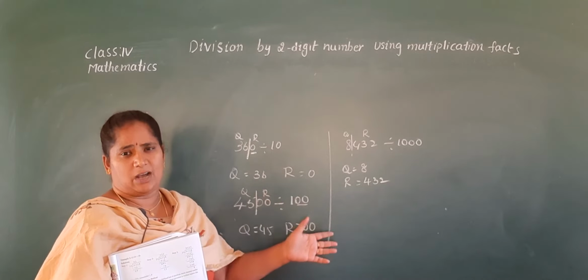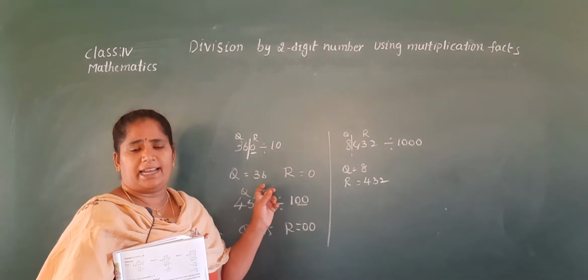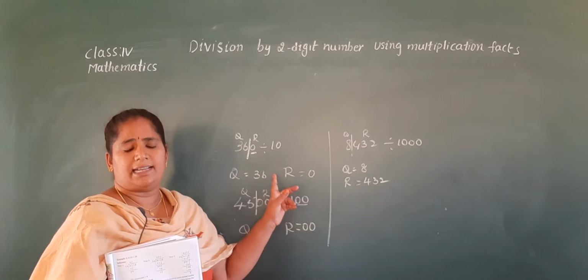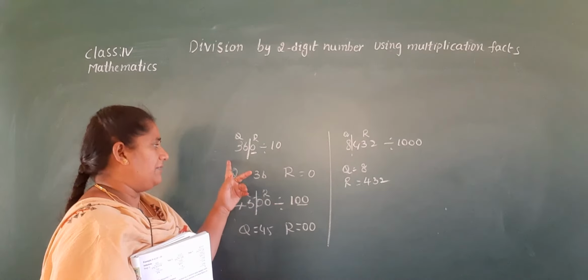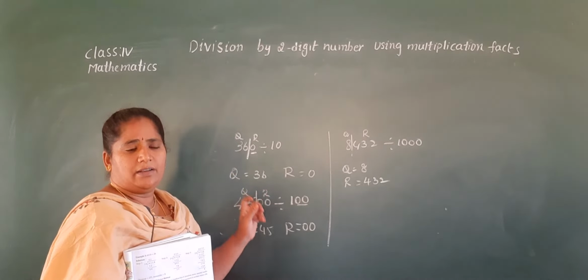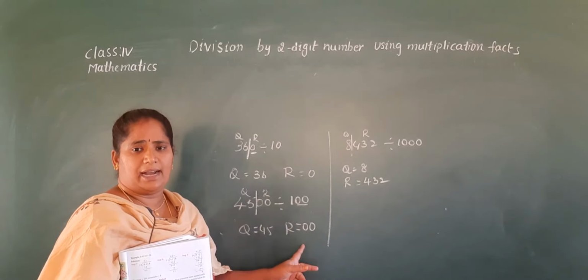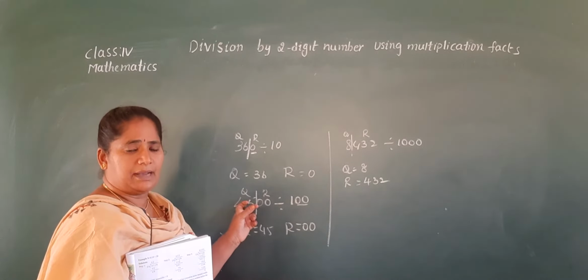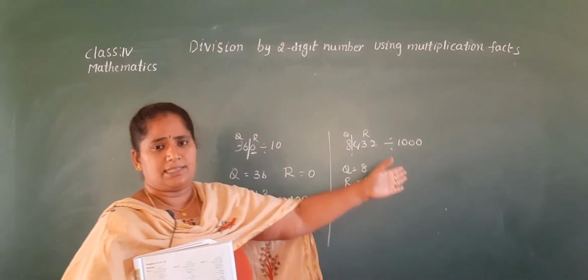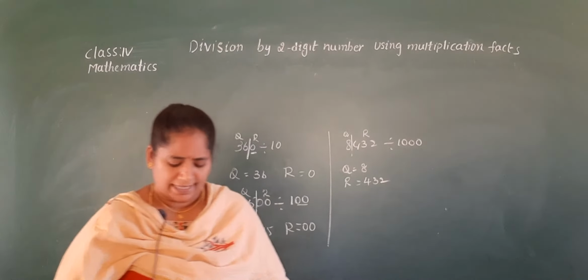So without doing division, we can simply say the quotient and the remainder when the numbers are divisible by 10, 100 and 1000. If the number is divided by 10, the last digit becomes the remainder and the left side digits become the quotient. When the number is divided by 100, the last 2 digits become the remainder and the left side becomes the quotient. Here also same like that. Okay, ma?